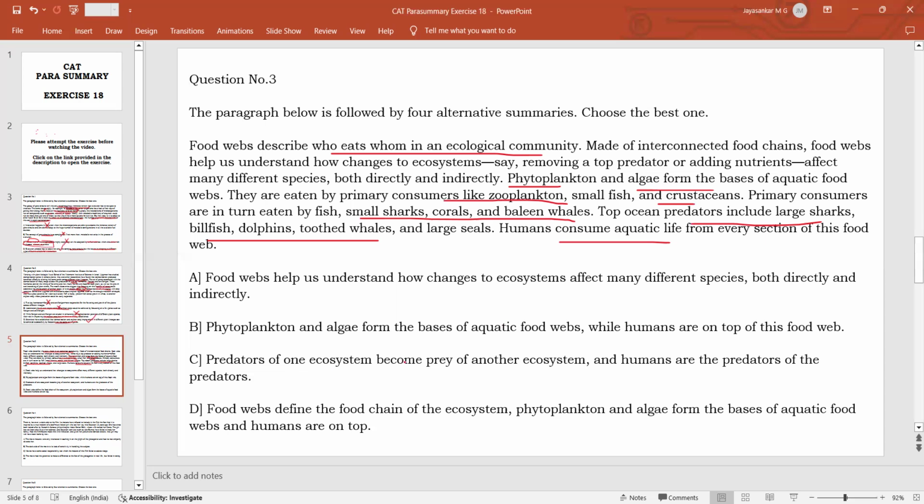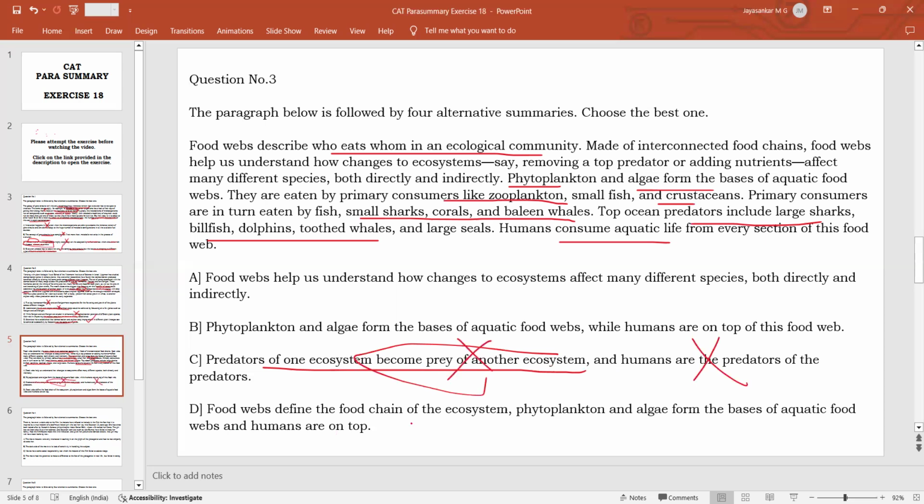Option C, predators of one ecosystem become prey of another ecosystem, and humans are the predators of the predators. So it says that humans are the top predators in all ecosystems. Okay, we have been given proof regarding only one food web, which is the aquatic food web. So we cannot say that humans are the predators of the predators or the top predator in any ecosystem. And also predators of one ecosystem become prey of another ecosystem. That also is not given in the passage. So two problems are there. So this is not a good answer.